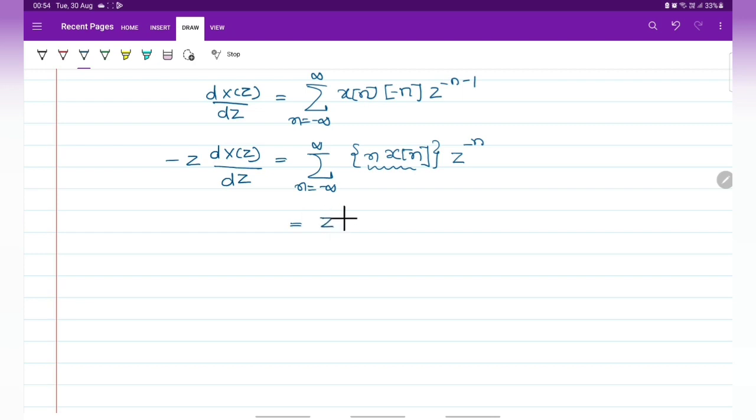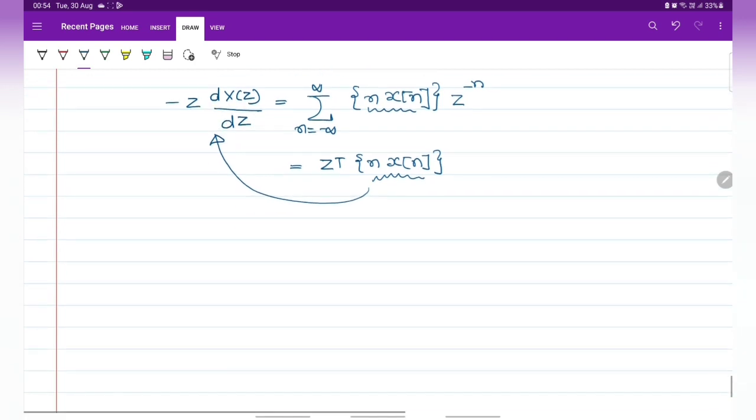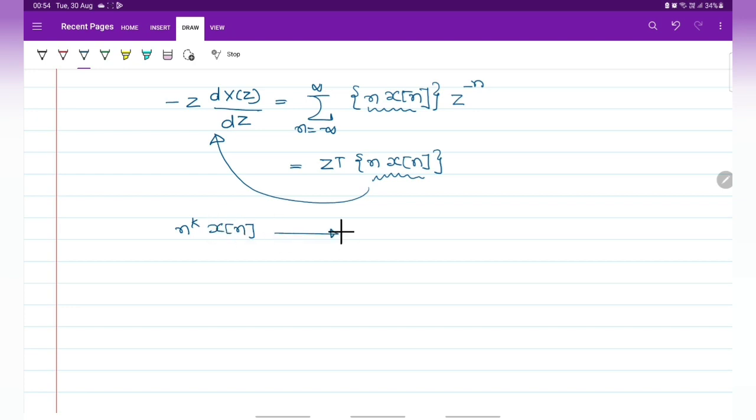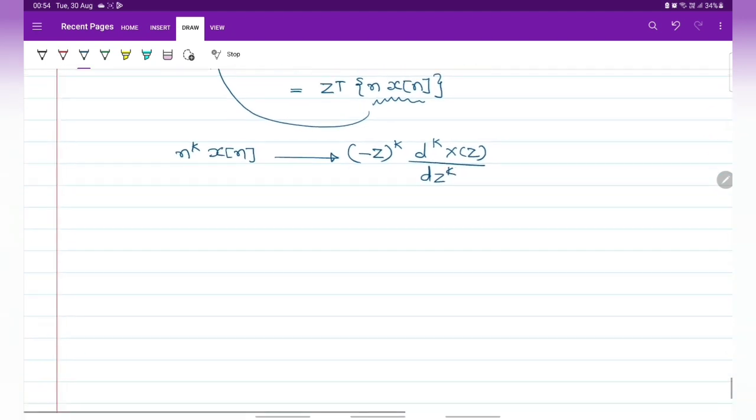So this is nothing but Z transformation of n into x of n. Okay, so we can say that Z transformation of n into x of n is nothing but minus z into dX of z by dz. And similarly with n to the power k x of n, we will get Z transformation as minus z to the power k d to the power k X of z divided by dz to the power k. Okay, now let's take an example.